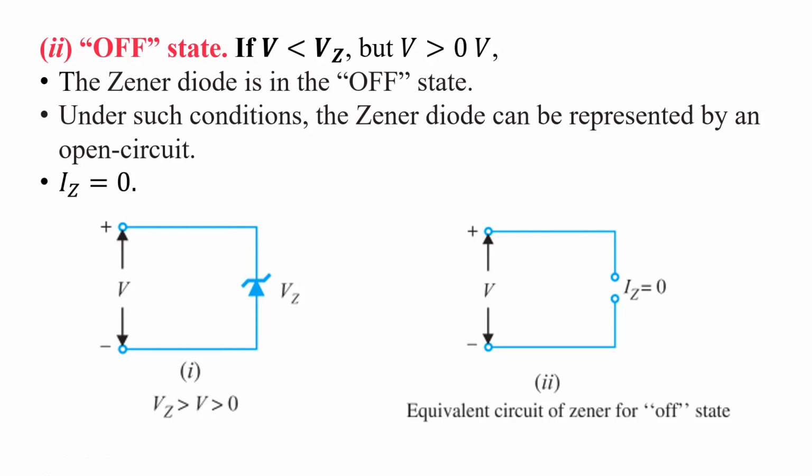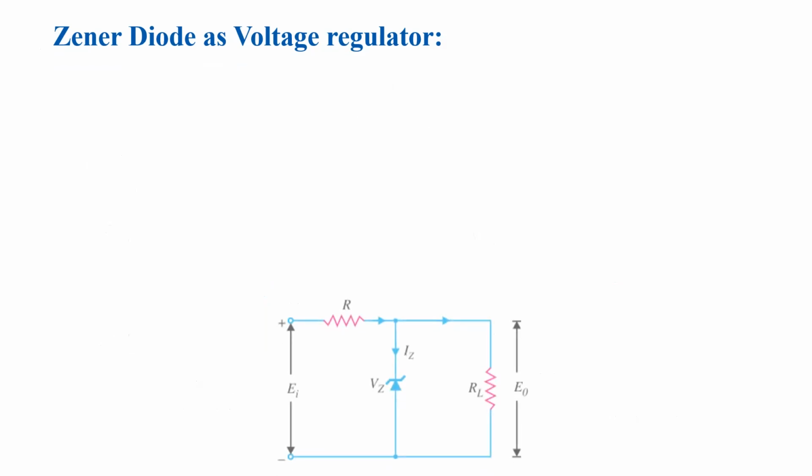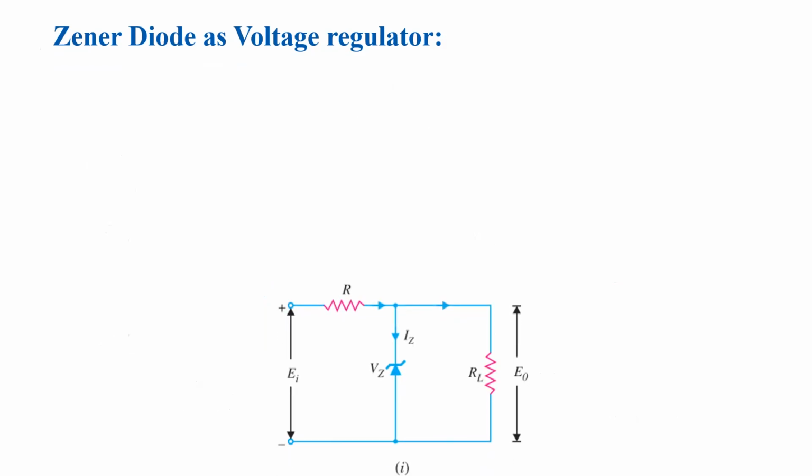When the applied voltage is less than Vz, the Zener diode will be in off state, that is the open circuit state. So this property is used for the application of the voltage regulator. Let us take that Zener diode as a voltage regulator. So this circuit shows the Zener diode used as a voltage regulator.